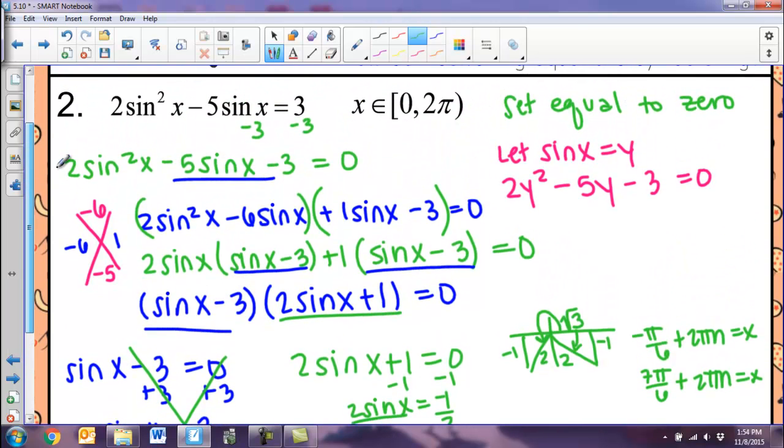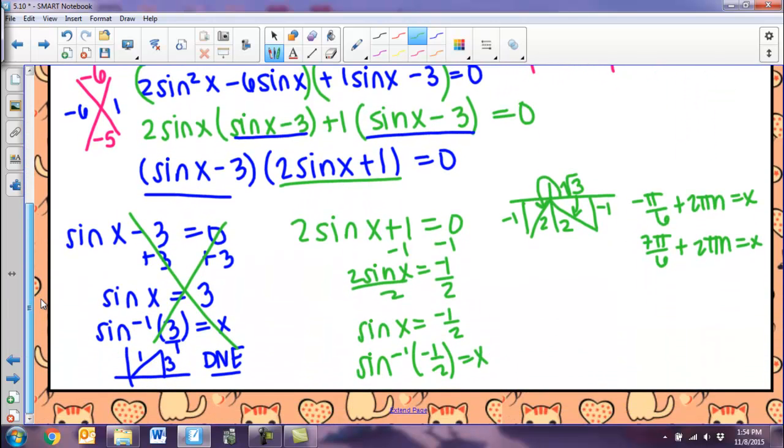I go back and look at my original problem. I want to find those values of x in between 0 and 2 pi that work out. Remember, I didn't have to worry about this side, but I will have to get some answers from this side. So my first one that is bigger than 0 in here is going to be 7 pi over 6. And then I can go ahead and I can take negative pi over 6 plus 2 pi, and that would be 12 pi over 6.